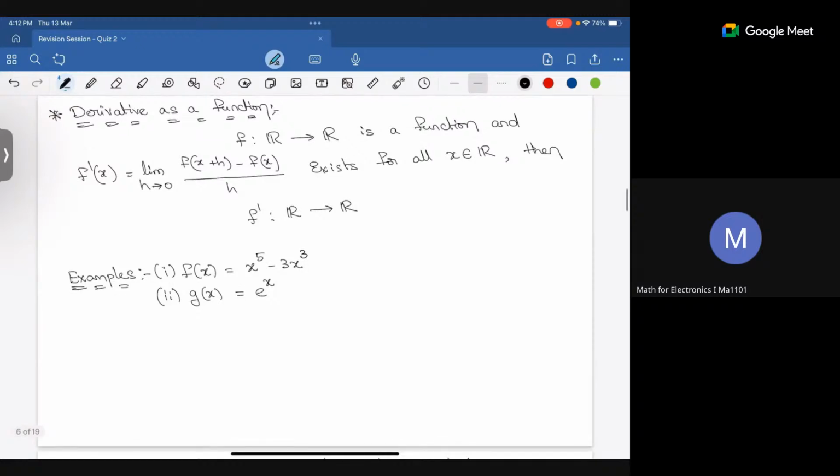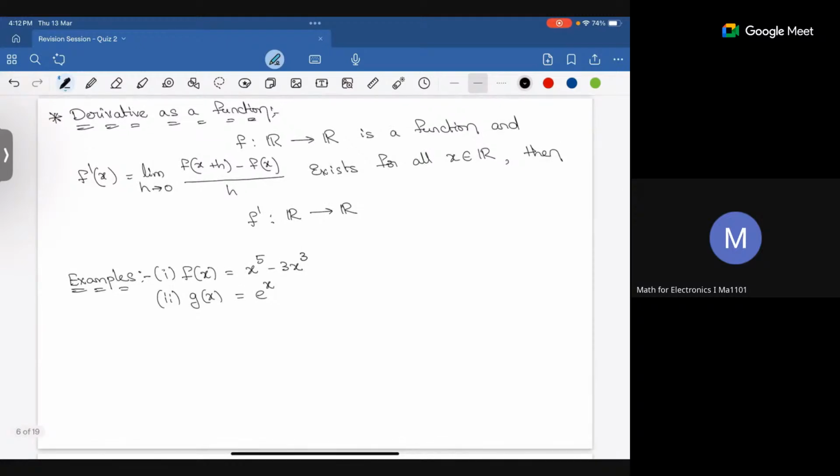Then we also studied that derivatives can actually be defined as functions themselves. Given a function to us, if we know that it is differentiable, then the derivative of that function will also be a function, and we denote it as f prime, right? So if you have a function f going from R to R, and you also know that f prime of x exists for all x, then this f prime is again a new function which goes from R to R.